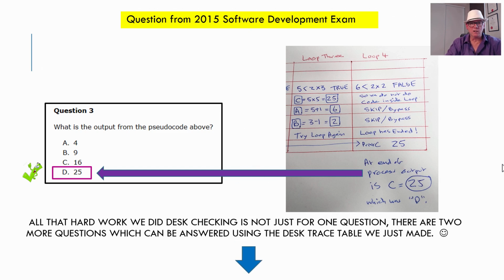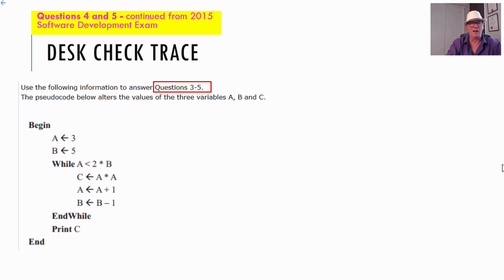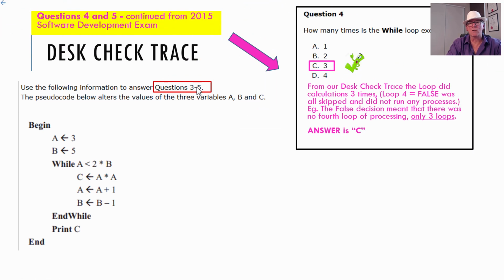But boys and girls, ladies and gentlemen, if you read the question carefully, if you had a quick look at it, it can also be used for a couple more answers. So it's not going to be all lost, all that working out we just did. It says to use it for questions 3 to 5 here. So we've done question 3 and we got that right. And we're on to question 4.